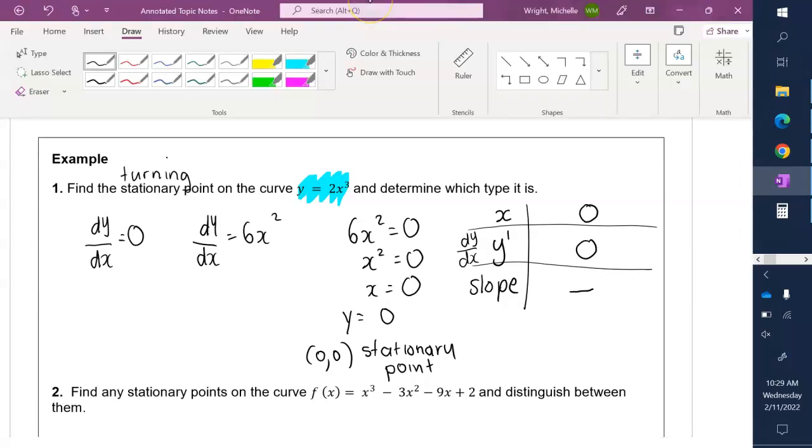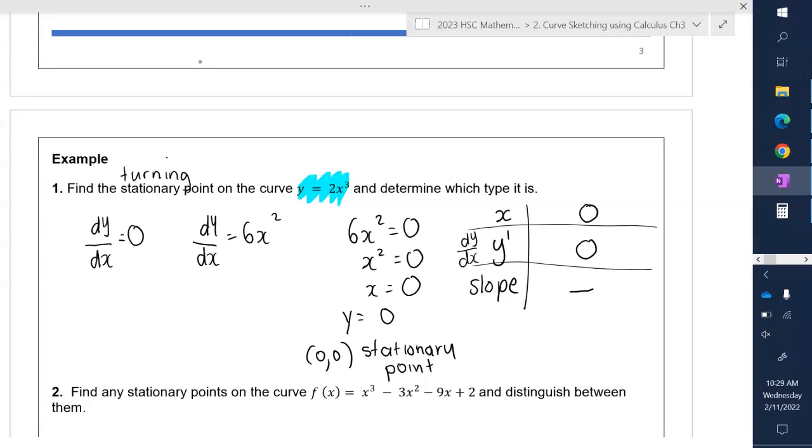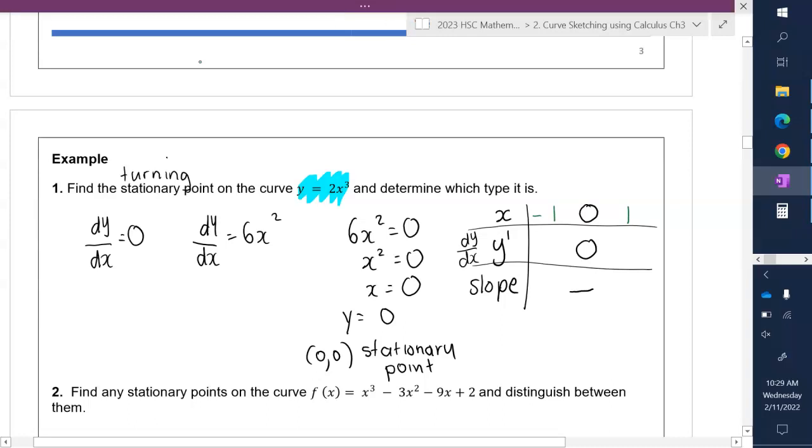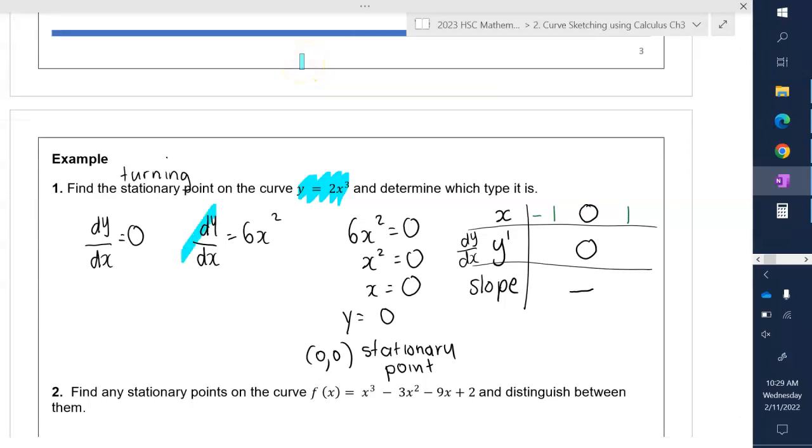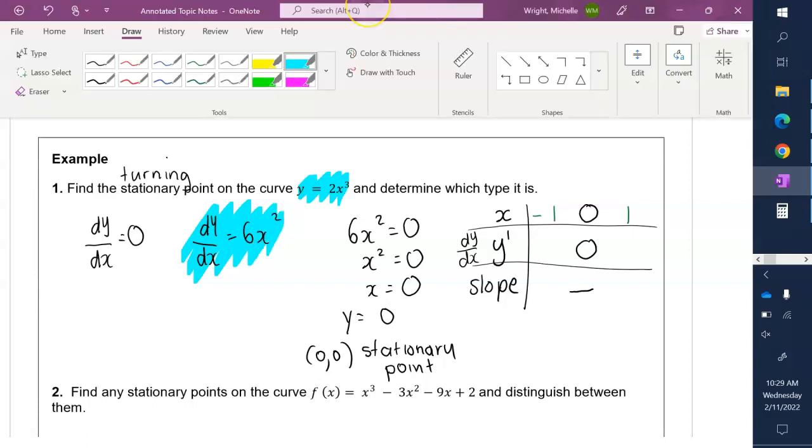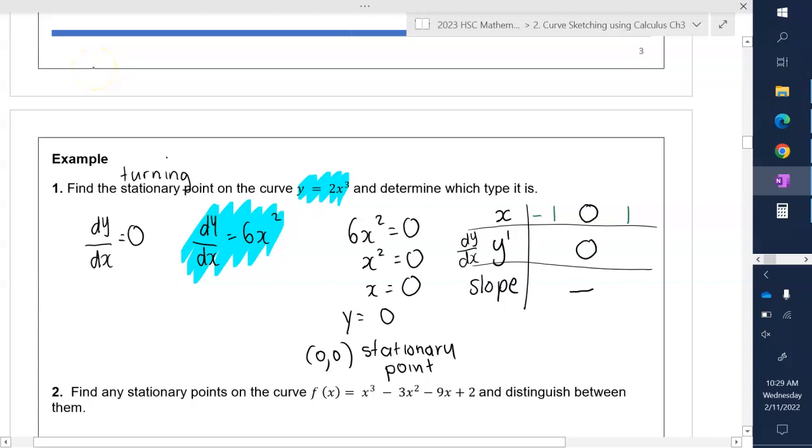We want to have a look at what's happening either side of that turning point. So let's just pick some easy numbers. Let's pick 1, and let's pick -1, and we're popping them into y dash. So when x is 1, what does y dash equal? y dash is equal to 6, and that is positive, so our slope is going that way. When x is -1, let's pop that into y dash. -1 squared is a positive, so we get 6 again, which is positive.